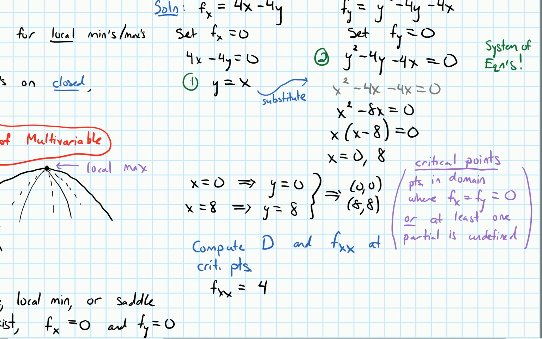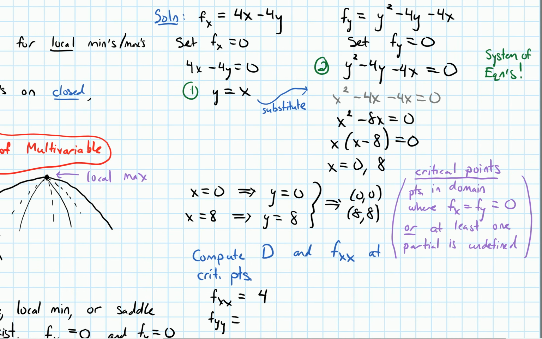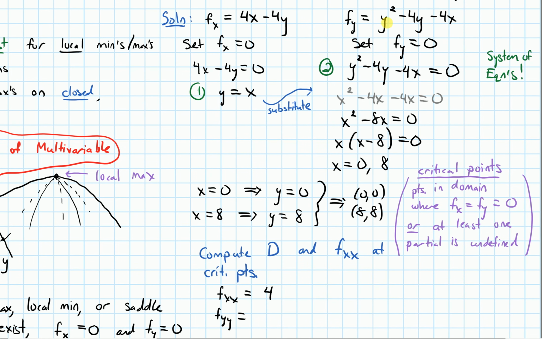All right, let's also do fyy. So we're going to look at the partial of f with respect to y. Let me zoom it out a little bit more. That was y squared minus 4y minus 4x. And we're going to take the partial of that with respect to y. So the partial of y squared would be 2y. The partial of negative 4y would be minus 4. And the partial of minus 4x would be 0, because we're taking the partial with respect to y. So that means we treat x as a constant.